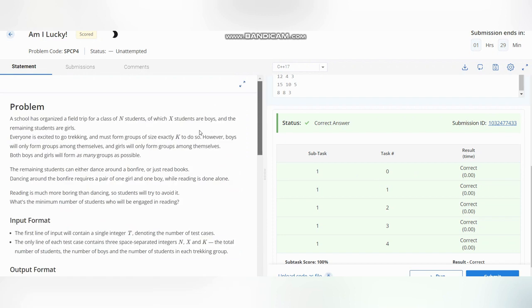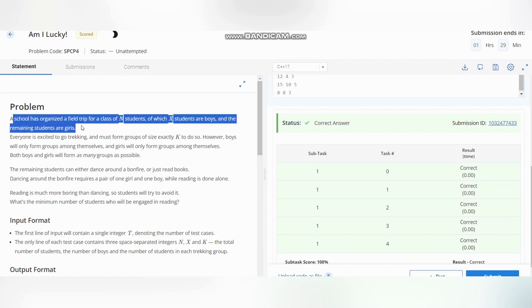So here we are discussing the question, am I lucky on Codechef? The problem states that a school has organized a field trip of N students, of which X students are boys and the remaining are girls.